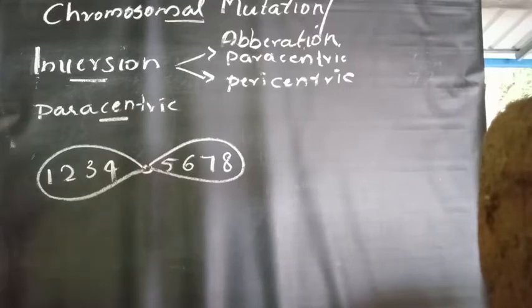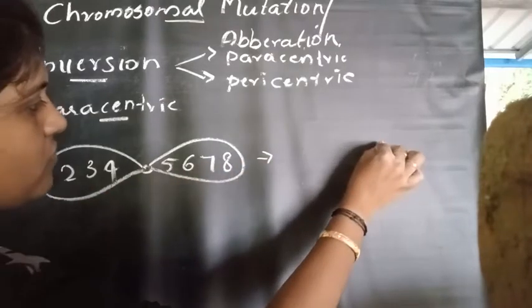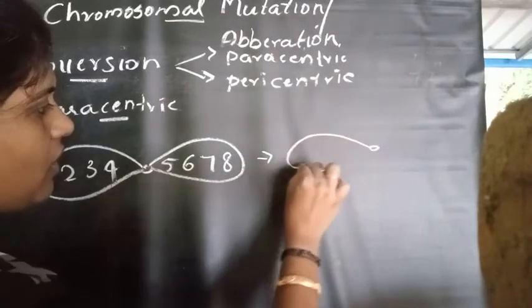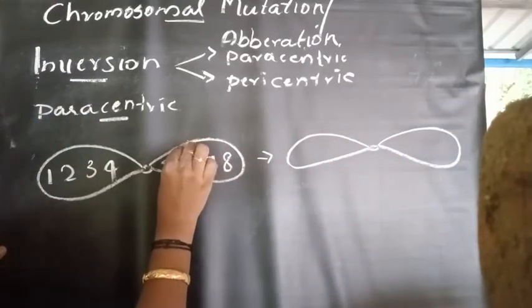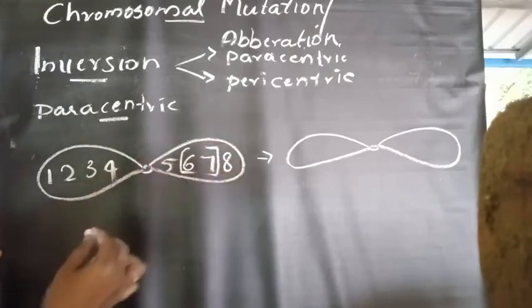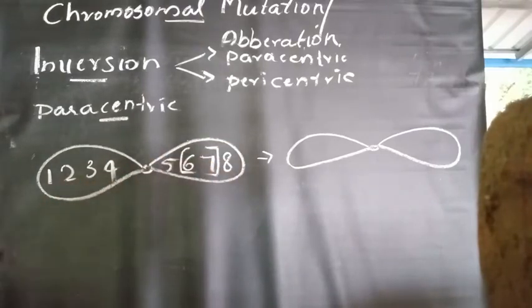Then due to inversion, what will happen? These two segments break from the chromosome and they reunite in the same chromosome but in the reverse order. In paracentric inversion, only a single arm is involved and the centromere is not involved.